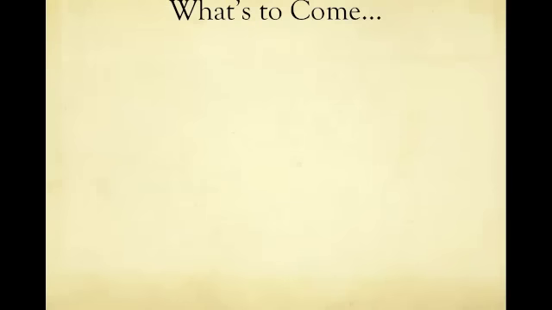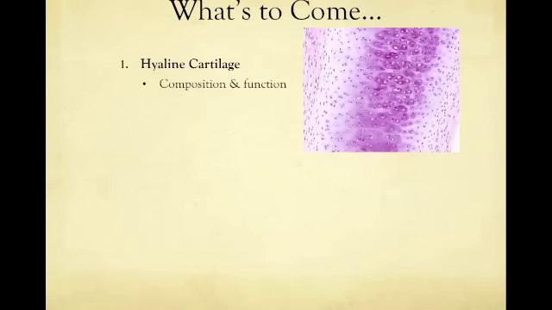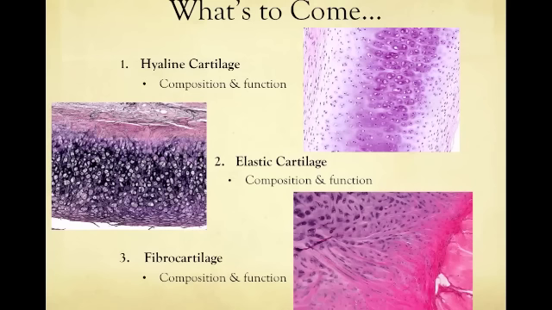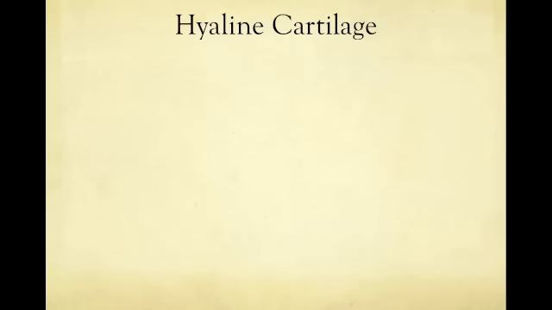So in this video, we're going to be taking a look at the composition of cartilage. We're going to first look at the different types of cartilage: hyaline cartilage, then elastic cartilage, and finally fibrocartilage. For each of these subtypes, we'll go over their composition and their function, as well as their location. So let's start with hyaline cartilage.